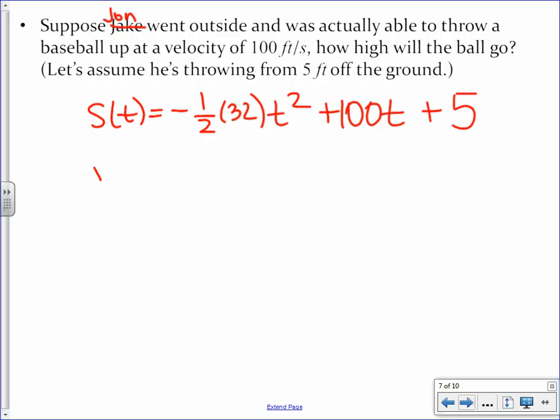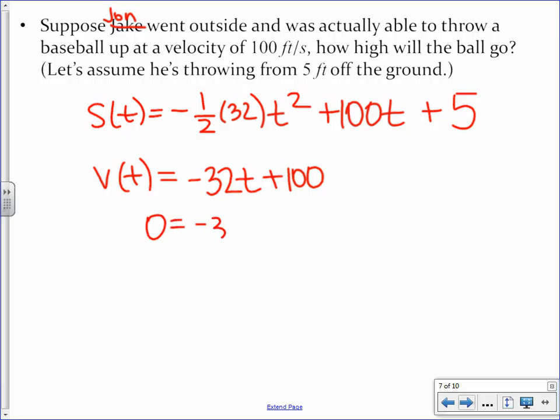So we need the velocity equation, which is negative 32t plus 100. And we set that equal to 0. Where did 32 come from first? Since we're in feet per second, we're going to use 32 as our gravity. If it was meters and seconds, we'd use 9.8. Okay? t equals what, Jimmy?